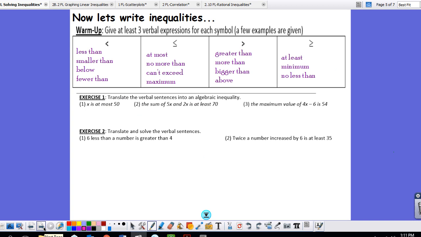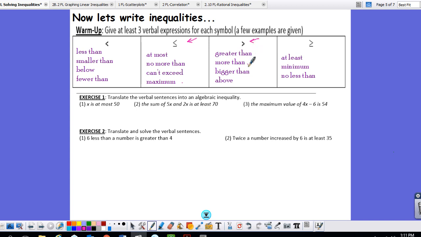All right, when we write inequalities from words, we need to understand what words tell us which inequality to use. So I have some words filled in here for you for less than. You might see the words less than, smaller than, below, or fewer than. If it's less than or equal to, which is here, we're going to do at most, no more than, can't exceed, and maximum. Greater than, so that's our symbol here.